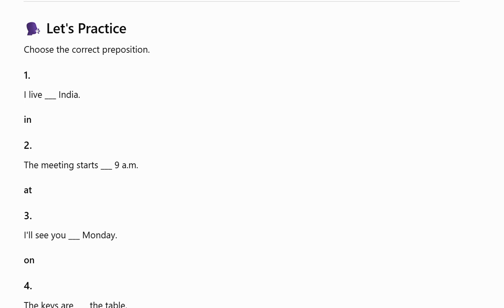Let's practice. Choose the correct preposition. I live dash India. Second, the meeting starts dash 9 a.m. At 9 a.m. I'll see you dash Monday. I'll see you on Monday. The keys are dash the table. The keys are on the table.